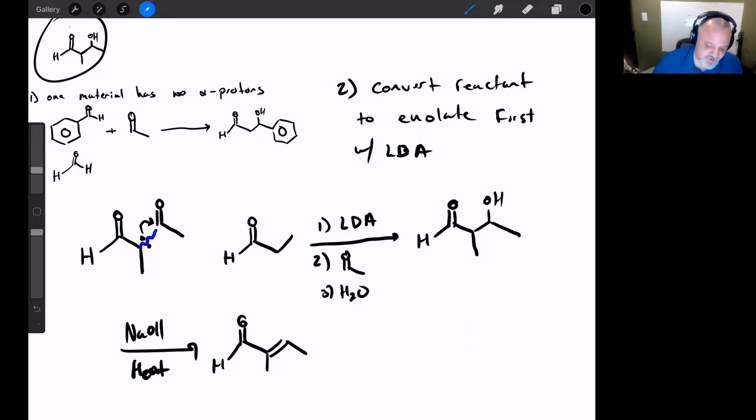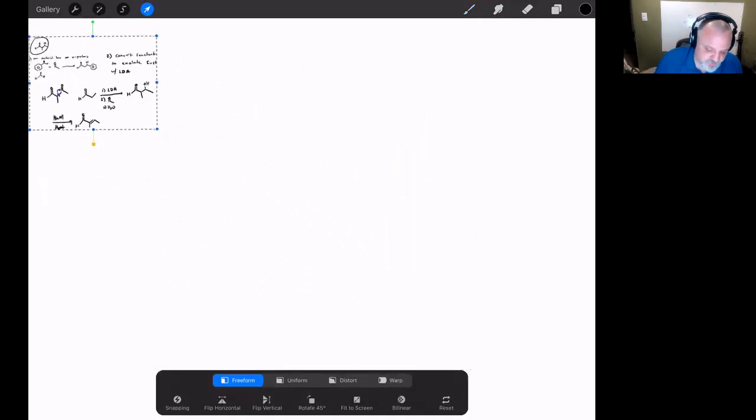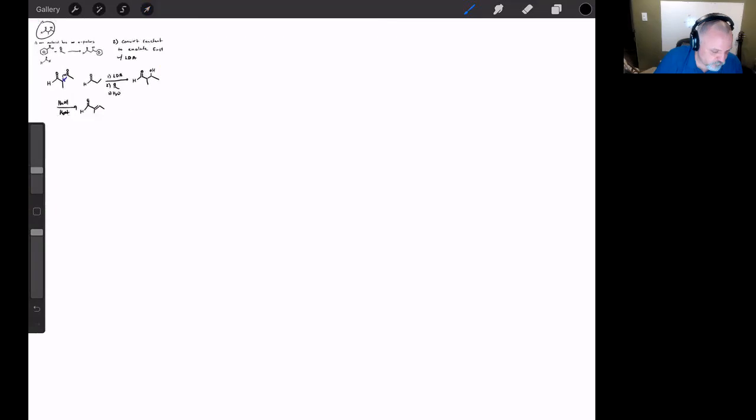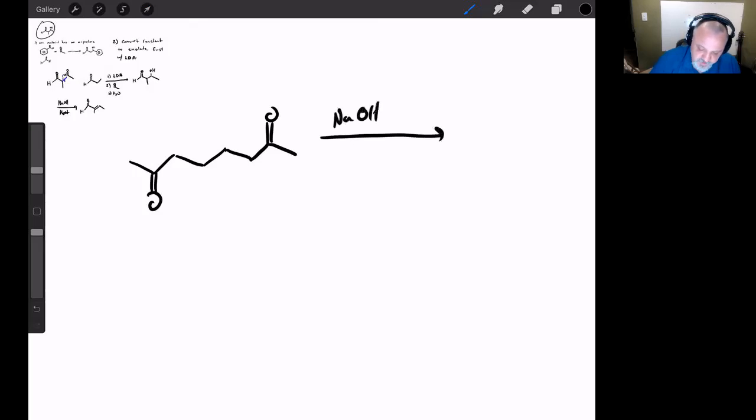Okay, the last bit about aldol reactions involves intramolecular aldol reactions. So what if I had a reagent like this? And I'm going to do sodium hydroxide and heat. Now, remember that with sodium hydroxide, it's not going to be irreversible. There's going to be an equilibrium, but the heat is going to drive it to completion because I'm going to form the conjugated system, and I don't need the stronger base in order to do that.